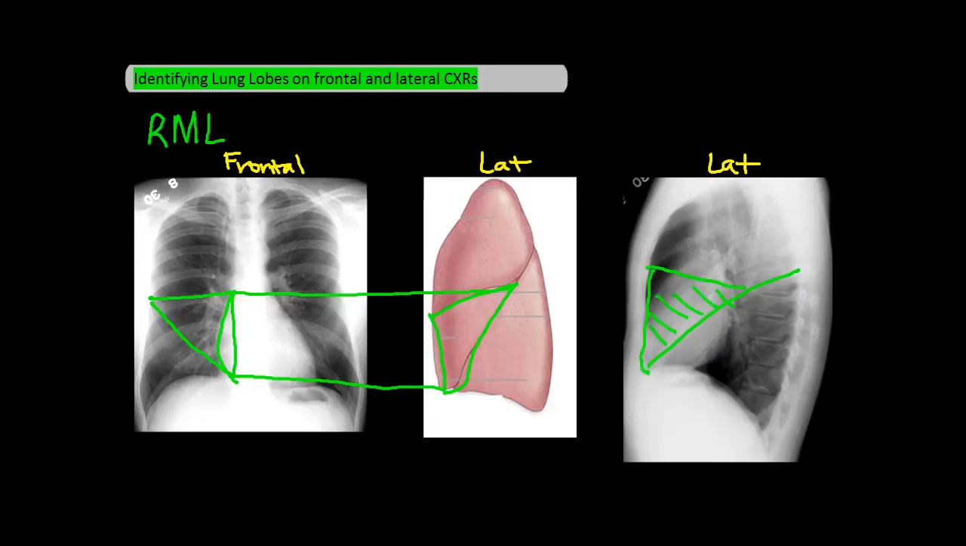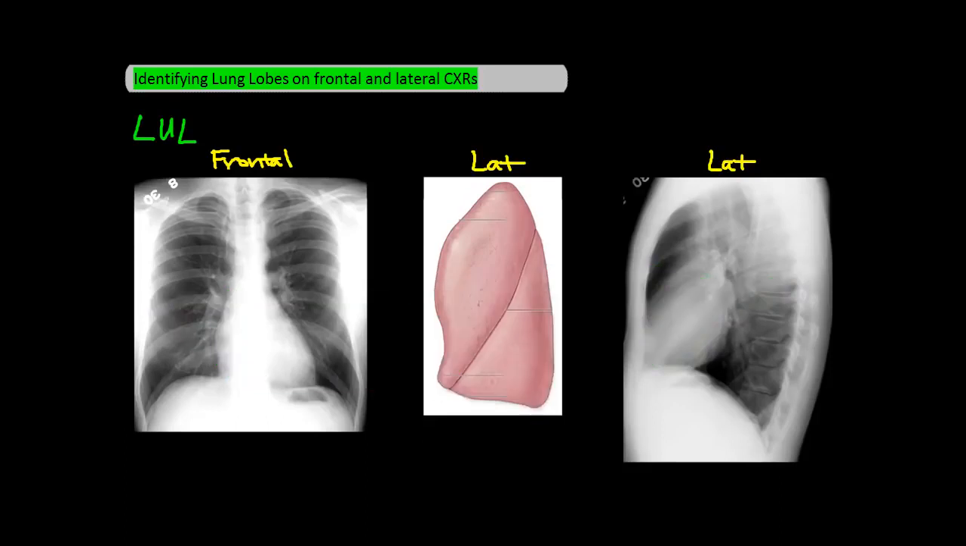Pretty easy, nothing special. Now that we've already gone over the lobes of the right side, the lobes of the left side will be a cinch. First up is the left upper lobe, which is here on the diagram, and here on the frontal x-ray. I know that this might look like it goes way too low, but it's actually how it is, and if you draw lines across from the diagram, it'll make more sense.